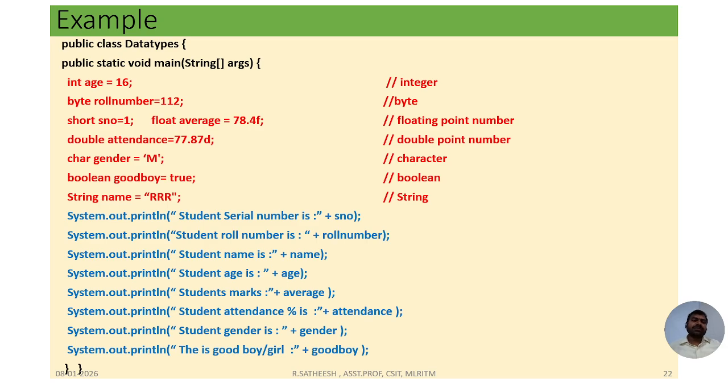This is one example: a data type class with a main method. Here I have taken a few values: int age, byte, short, float, double, char, boolean, and then string. I'm assigning the values, and after that I'm printing the values. So this is a simple example for the data types.